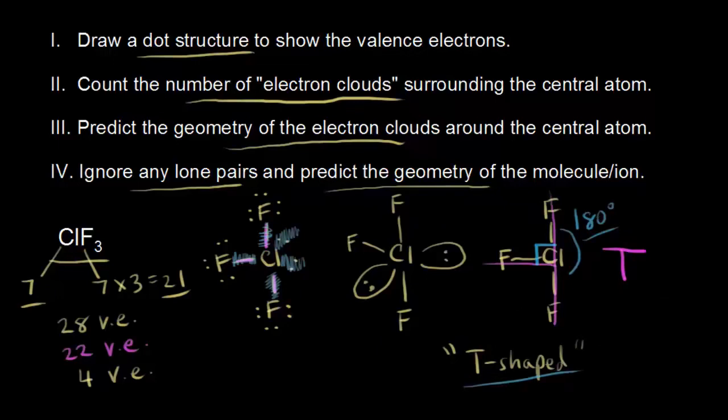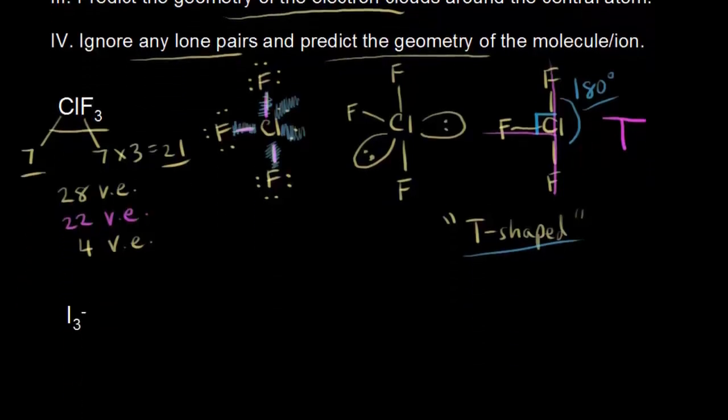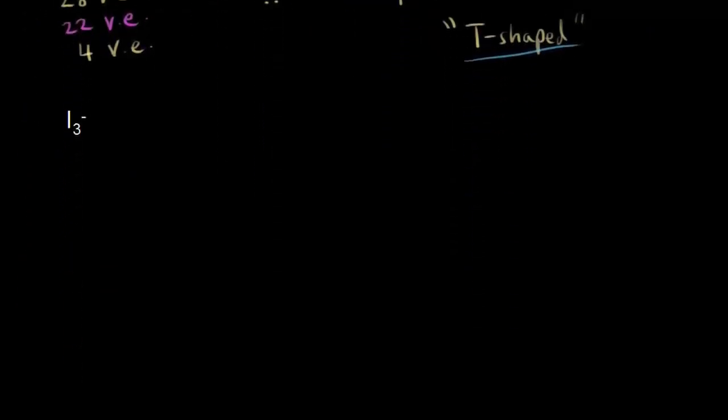All right, let's do one more example of 5 electron clouds. So this is the triiodide ion, I3 with a negative charge here. We need to draw the dot structure, so we need valence electrons. Iodine's in group 7, so 7 times 3 gives us 21 valence electrons, but this is an ion, so it has a negative charge. It has an extra electron, so we have to add 1 to that. So 21 plus 1 gives us a total of 22 valence electrons to show in our dot structure.